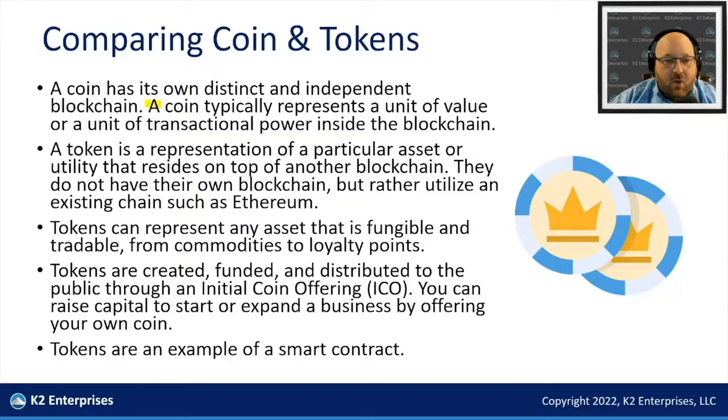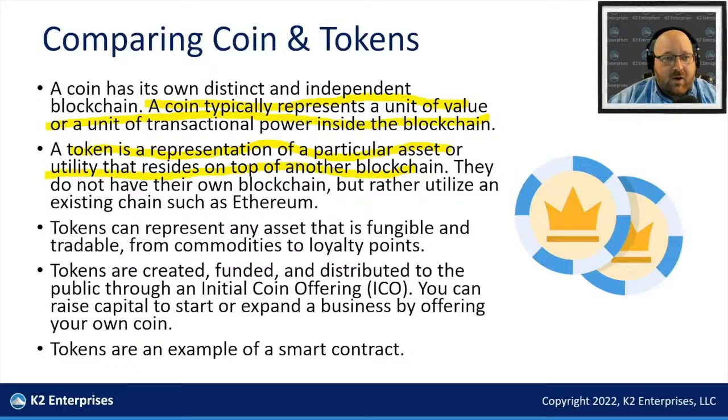A coin is something that represents a unit of value or transactional power inside of a blockchain. But a token, on the other hand, is a representation of a particular asset or utility that resides on top of another blockchain. So there are plenty of examples of tokens that do not have their own blockchain, but rather are leveraging the capabilities of an existing one.